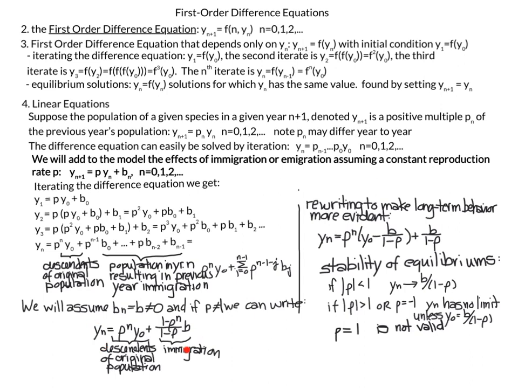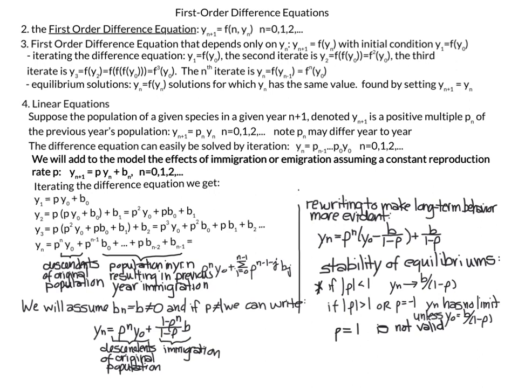This is the form that we mostly see and will use, but we are going to rewrite this over here just so we can look at long-term behavior, looking for equilibriums and stability of those equilibriums. So y_n = ρ^n (y_0 − b/(1 − ρ)) + b/(1 − ρ). If we look at this, if the absolute value of ρ is less than 1, this ρ^n is going to get smaller and smaller, making this term go to 0. So what we have is y_n is going to approach b/(1 − ρ). So this here is a stable equilibrium.